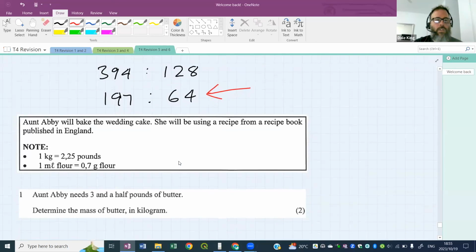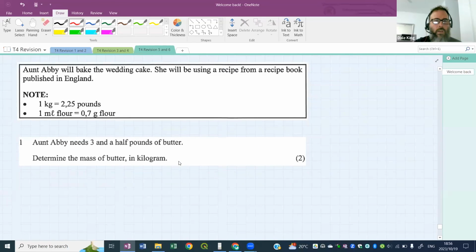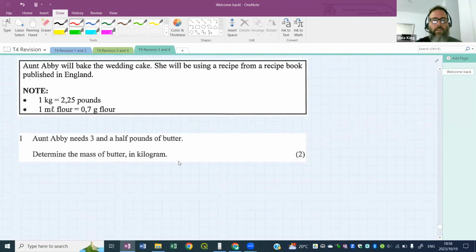All right, moving on to the next one. Auntie Abby's baking a cake, and this is the recipe. She'll be using a recipe from a recipe book published in England. All right, let's see if we can do some of these. Number 1, Auntie Abby needs 3.5 pounds of butter. Determine the mass in kilograms. Can you guys do the one for me, and then we'll call it a night? She needs 3.5 pounds. What is that in kilograms?